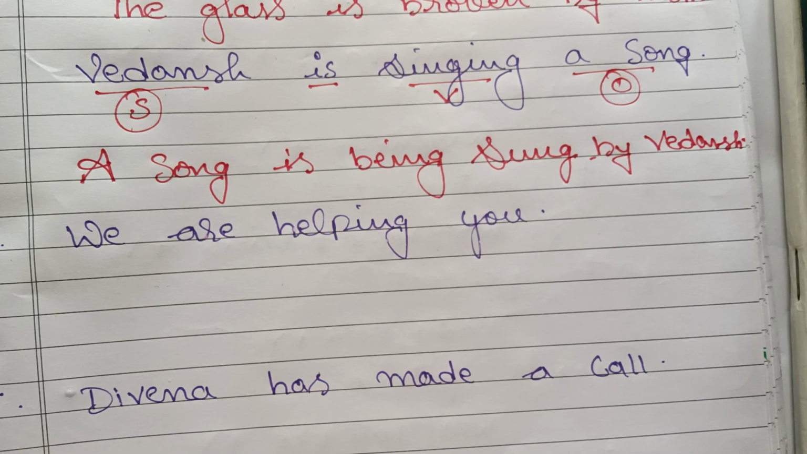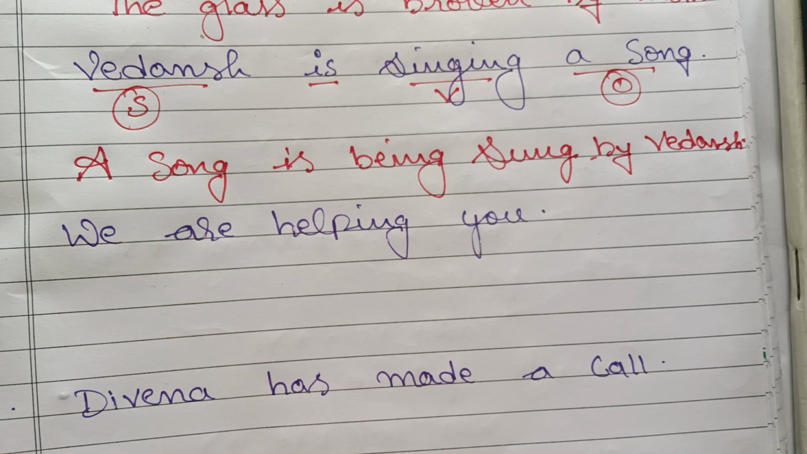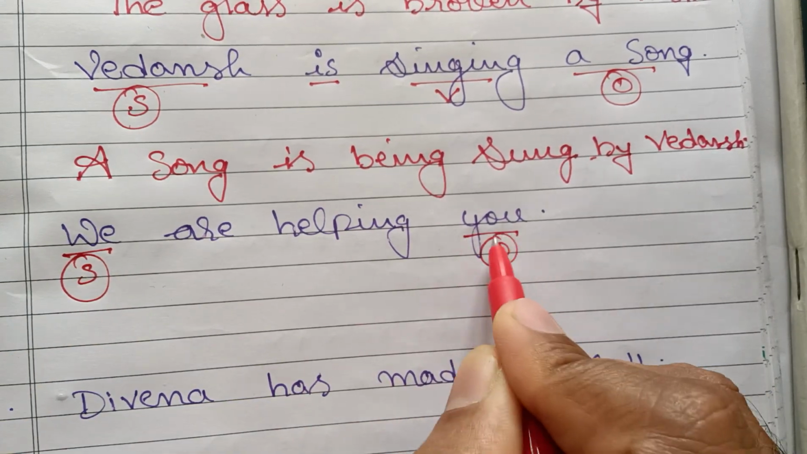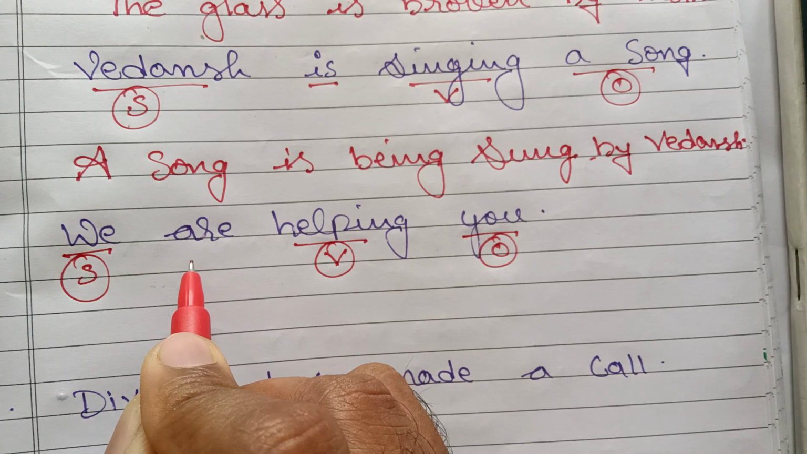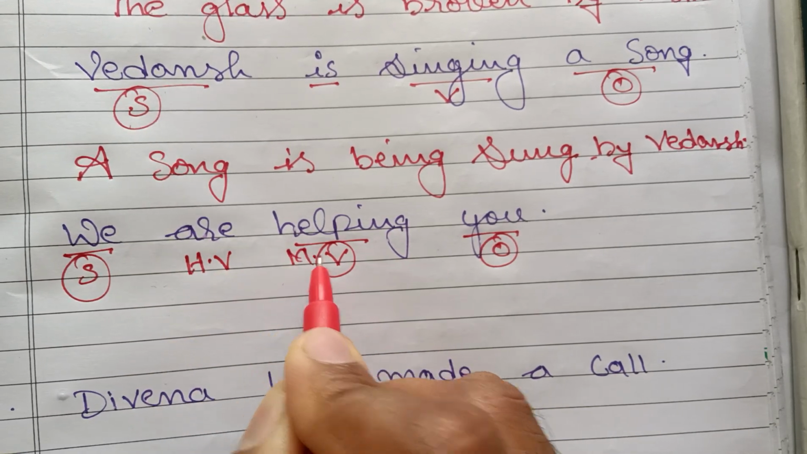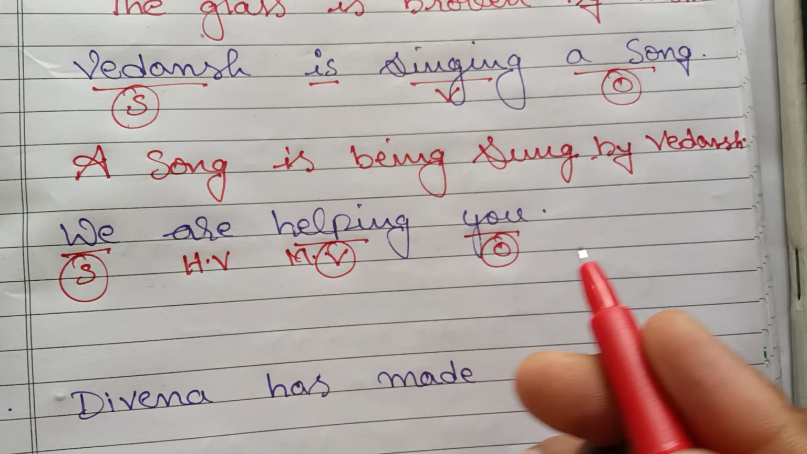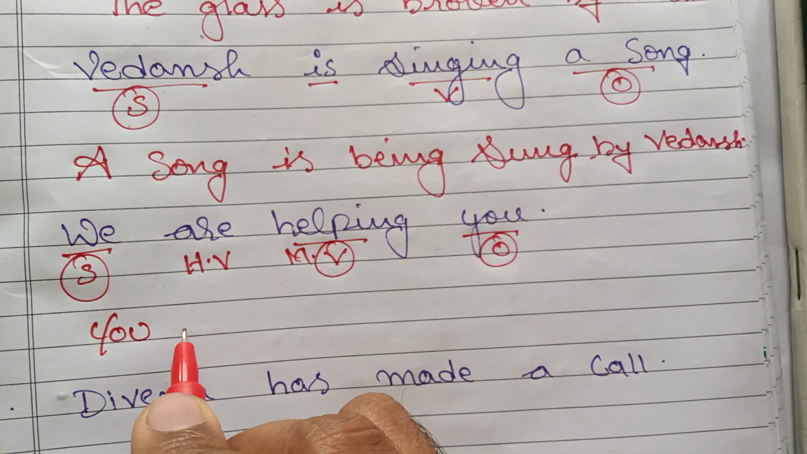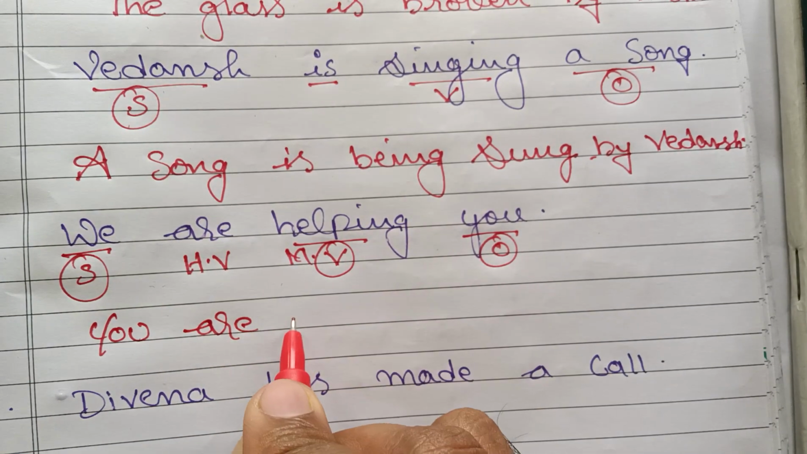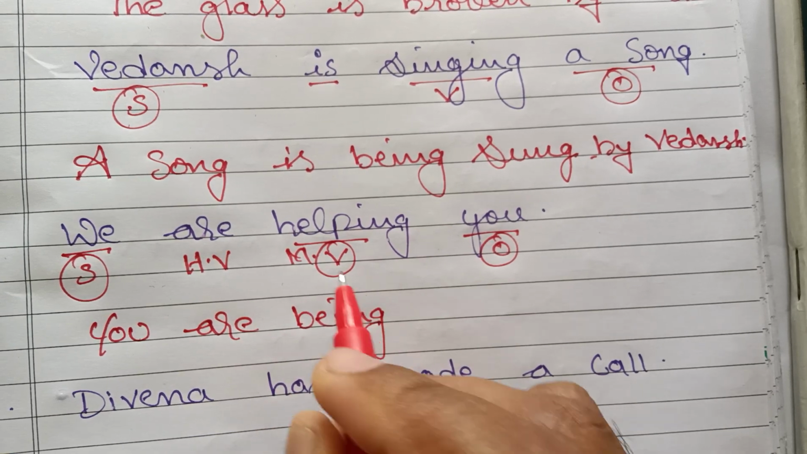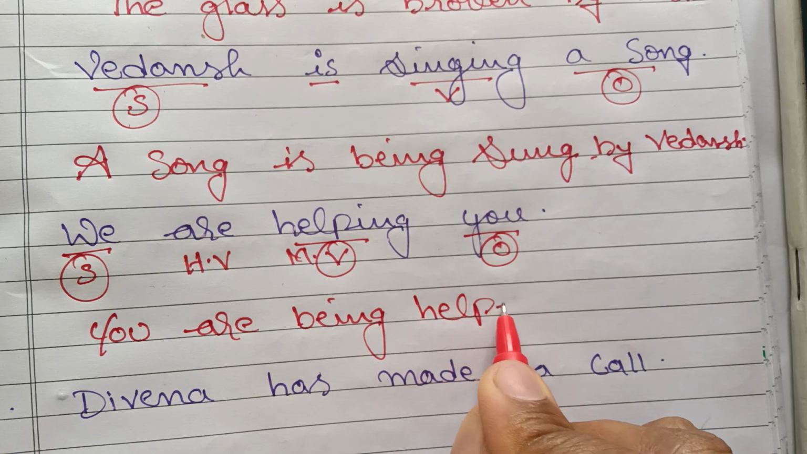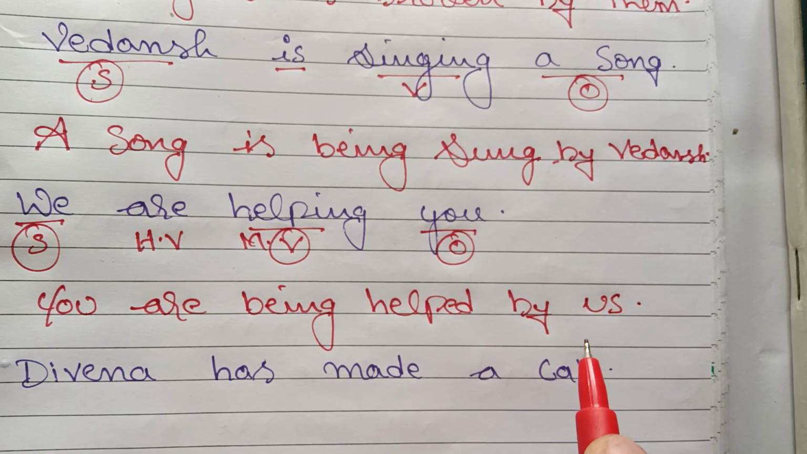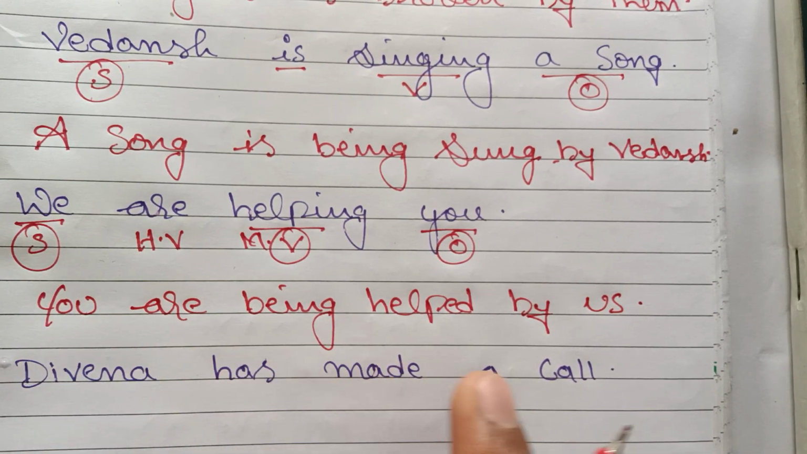We are helping you. Actually, it is in present continuous tense. Now identify the subject. Subject we, object you, main verb, auxiliary verb. Okay, it is MV and HV. Now convert this object into subject, like you. You is singular, then it will come like you are. Then use being. You are being. Help, third form, helped. Then use by before the object. We will change into us. Remember these pronouns. We becomes us. So you are being helped by us.